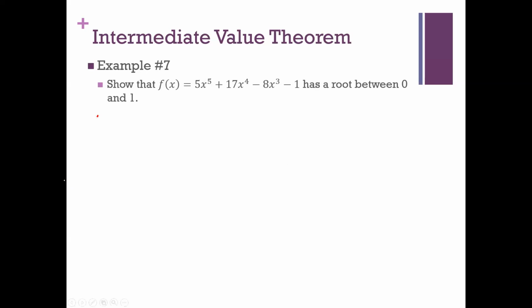Are f of 0 and f of 1 not equal to each other? Okay, so that's one thing I should check. I need to know that f of 0 is not equal to f of 1. What's f of 0? -1. What's f of 1? 13. So we're good there, right? I showed that the endpoints are different. What else do I need to check?